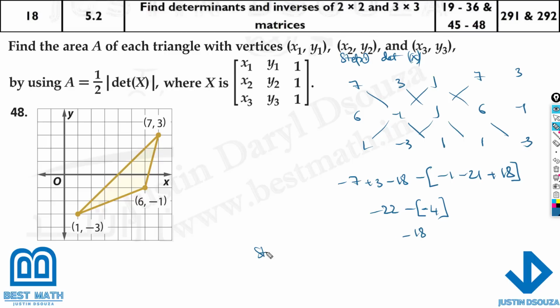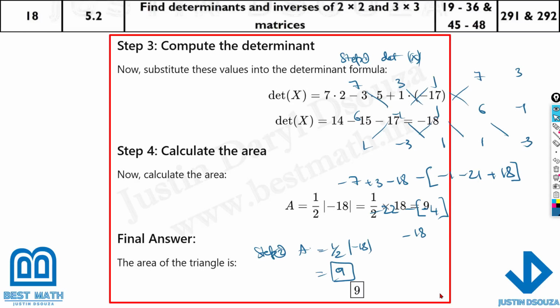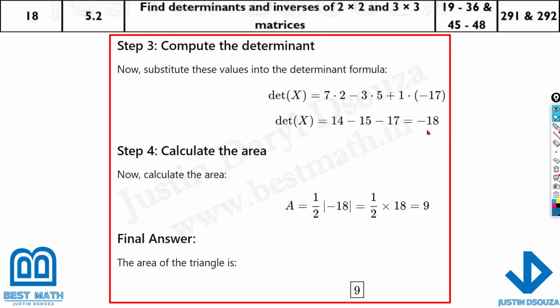And now step 2 is area. Area is half times, you should write the formula and everything, minus 18. So it will be half times 18, that is 9. 9 units square is the area. Let's check the answer. Here you go. You have to do the determinant, and it was minus 18, but then you use the absolute value, so it becomes positive 18, and solve it up. Half times 18 is 9, and that is the same answer which we got as well.